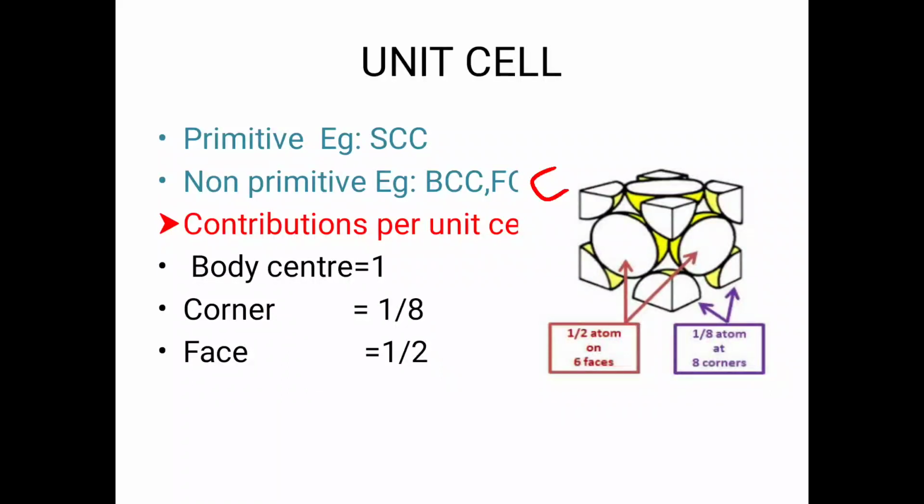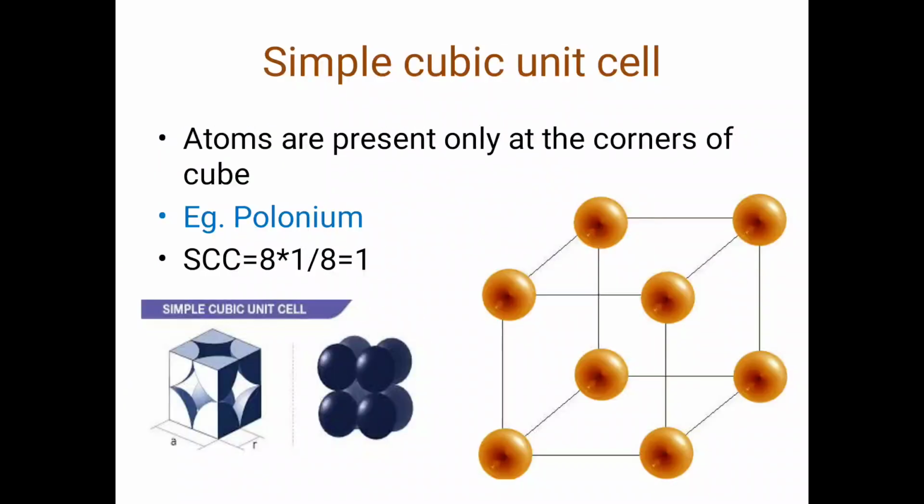Then you have to know the contribution per unit cell. Body centered, it is at the center, its contribution is 1. Corner, its contribution is 1 upon 8. Why do I say it is 1 upon 8? Because there are 8 corner atoms, and from 1 atom its contribution towards the unit cell is just 1 upon 8. From face center it is half. You need to know this by heart.